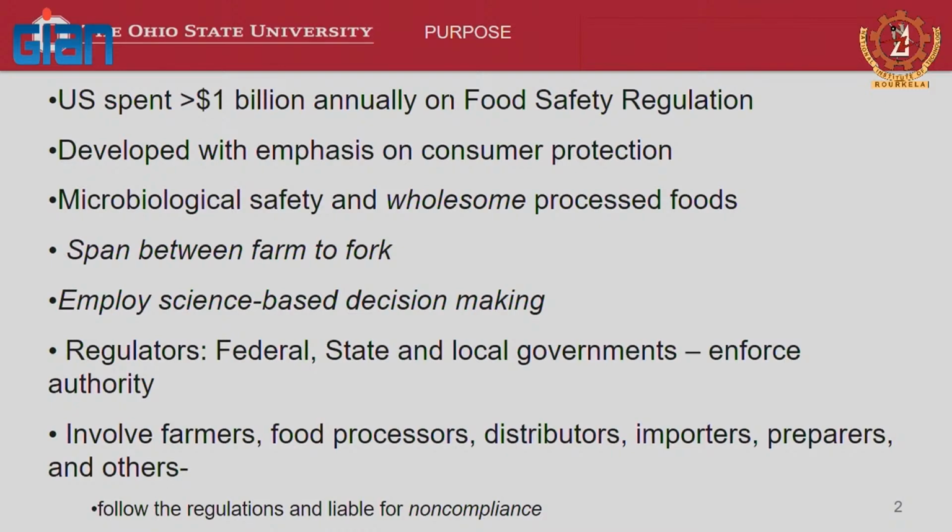US regulations focus on science-based decision making, and another thing from the US side, which is probably true in India as well, is that you have a federal government, you have a state government, and then you have a local government. Each may have different control over your processing plant. The regulations also span farmers, food processors, distributors, importers, and others.